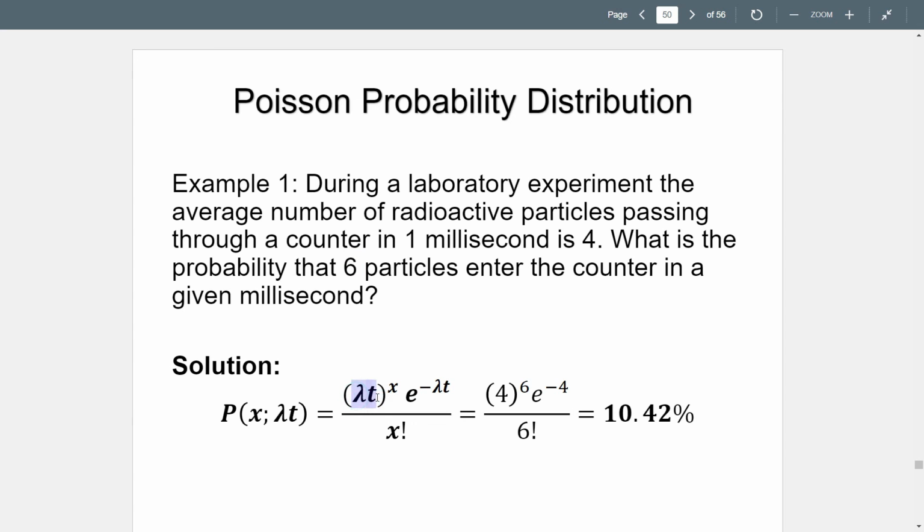Okay, so lambda is 4, and then x is 6 particles, and then e is a mathematical constant, raised to negative 4, and then 6 factorial. That gives us a 10.42% probability.